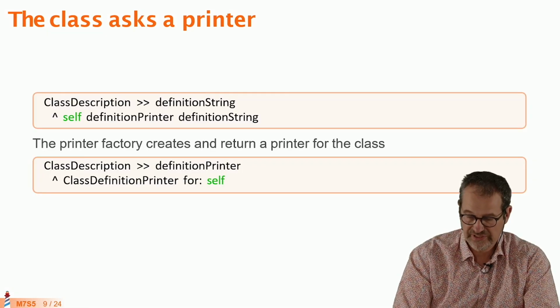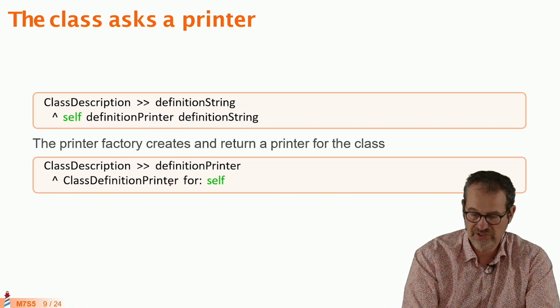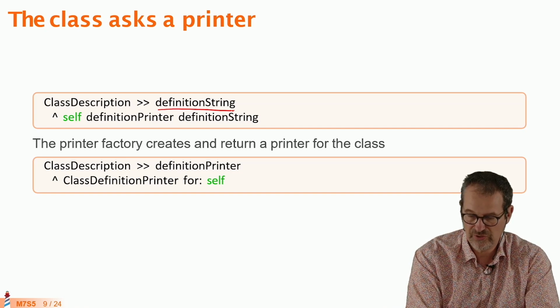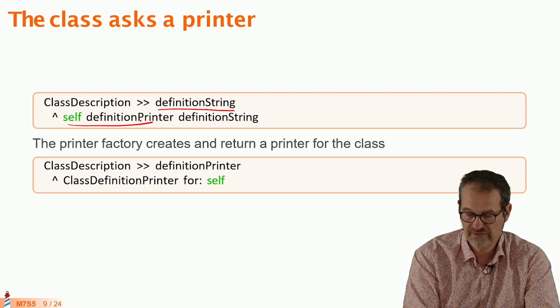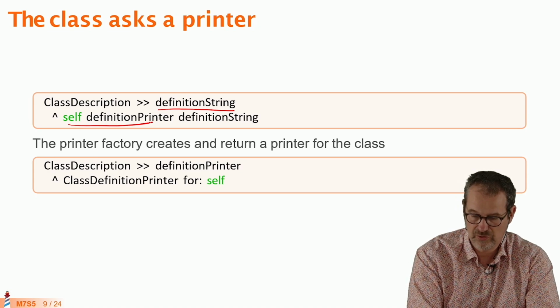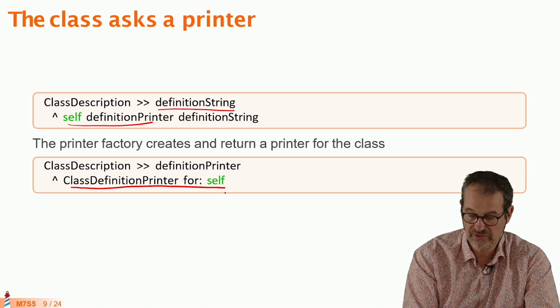So basically, this is what I just said. We have two methods here, the definition string methods that will return the actual string. To do that, it will first create an instance of a printer calling these methods. And these methods basically say, okay, given this entity, I want to have a printer for this entity.